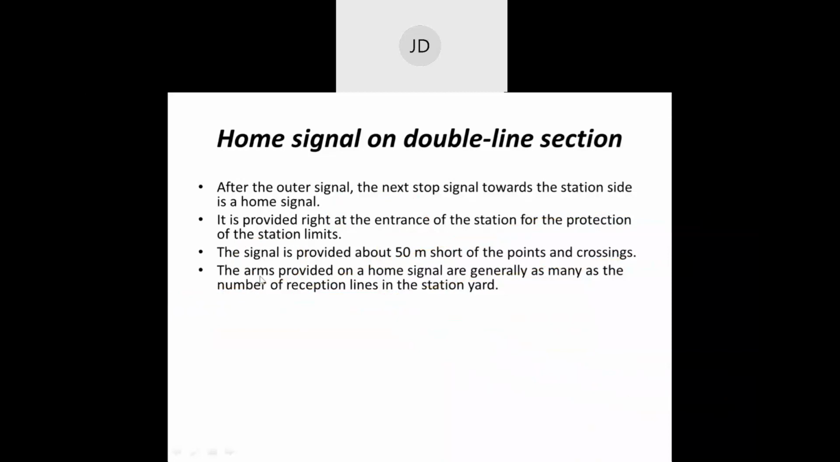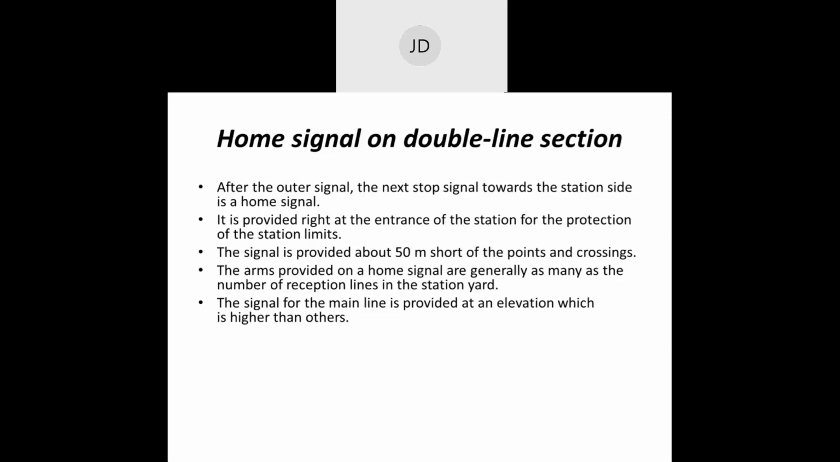That means the arms provided on the home signal are generally as many as the number of reception lines, or you can say the branch lines, in the station yard. The home signal for the main line is provided at an elevation which is higher than the others. That means to distinguish between the main line and the branch line, the home signal for the main line is elevated higher compared to the other branch lines. The home signals for branch lines are of smaller height, but for the main line, the home signals are at a higher elevation.